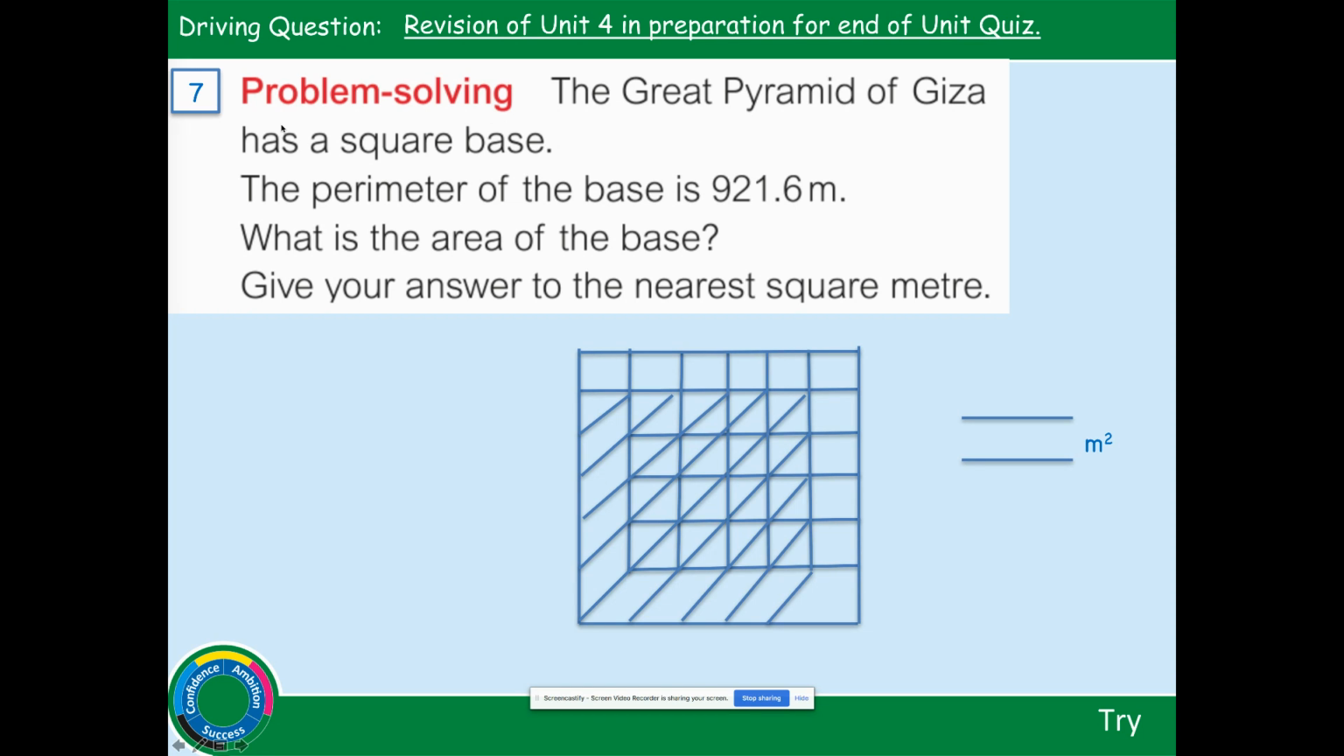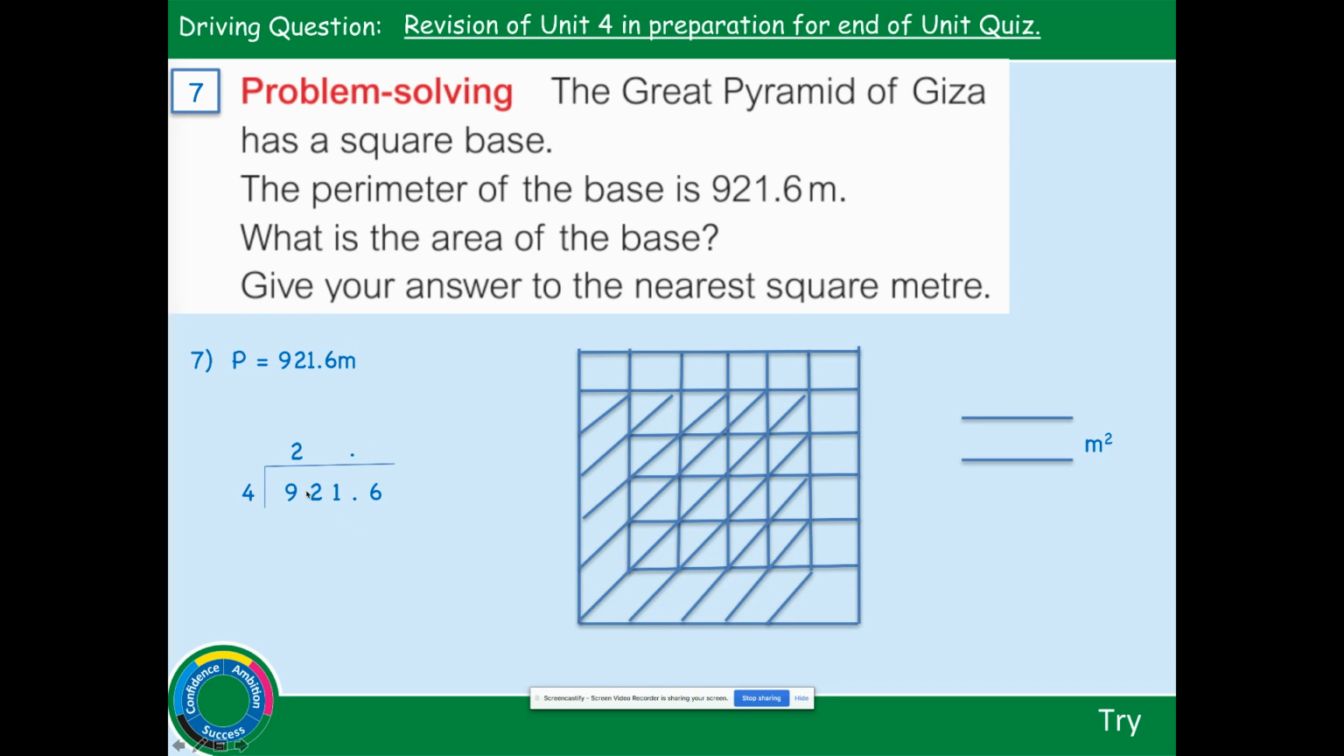Okay, so we know the perimeter is this, we know it's a square, we know a square has 4 sides, so we need to do 921.6 divided by 4. Okay, so 4 into 9, that goes 2 times. Oh, let's line up our decimal first. Very important.